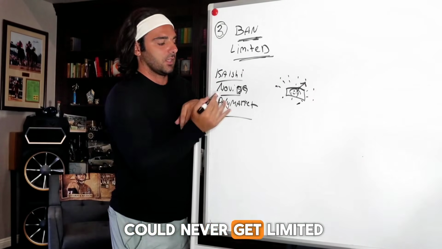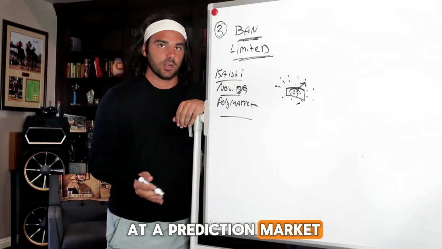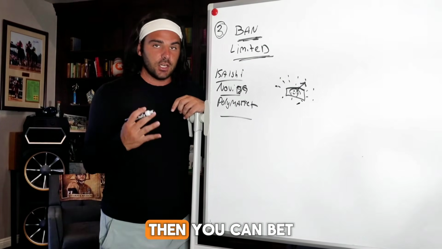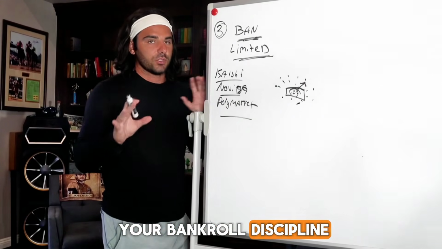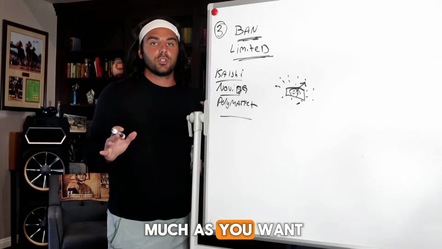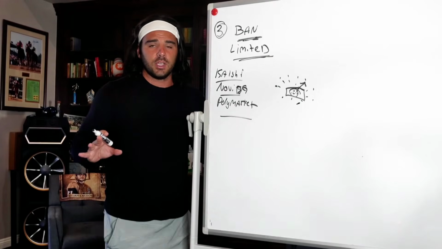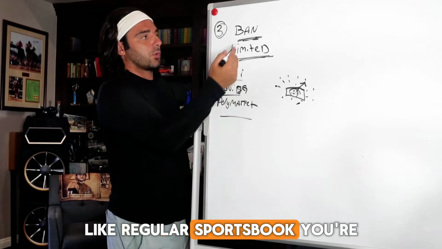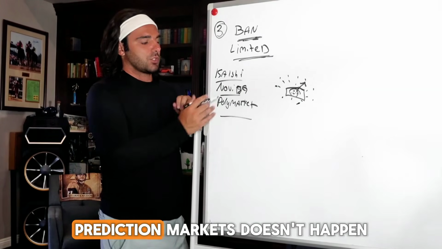This is why you can never get limited here. You just need volume at a prediction market. As long as there's volume within a game that you're betting on, you can bet as much money as you want, of course correlating to your bankroll discipline. Because if you have a $100,000 or $500,000 bankroll and you're betting tens of thousands of dollars on plays, at a regular sportsbook you're going to be done after one or two plays. They're going to stop you. Prediction markets don't do that.